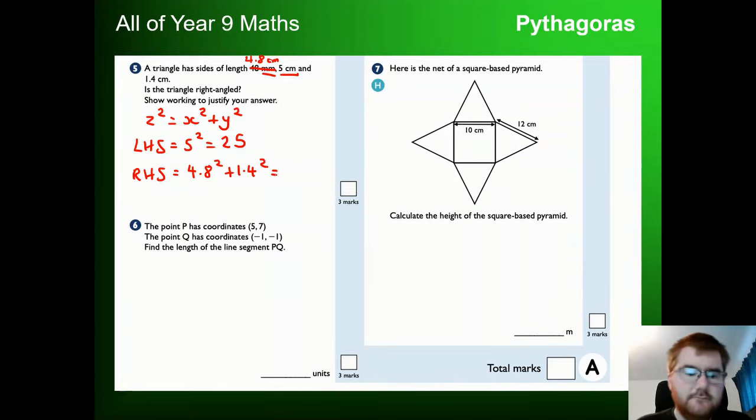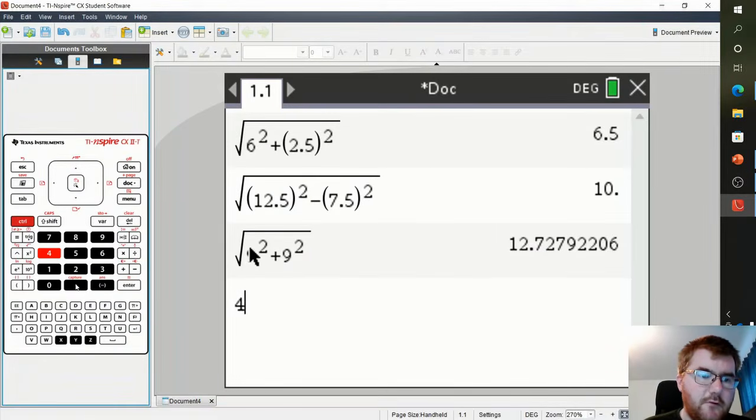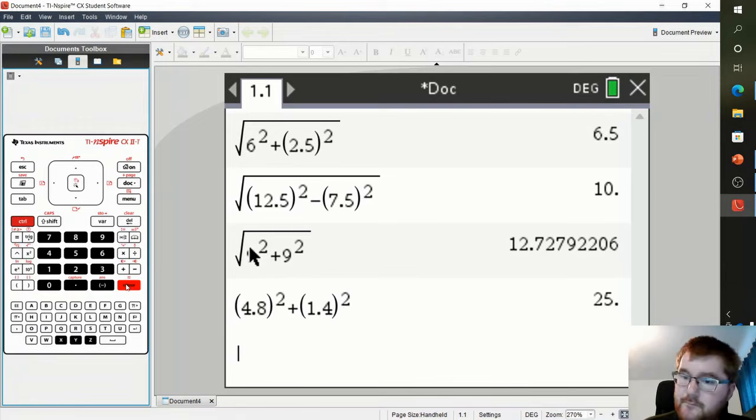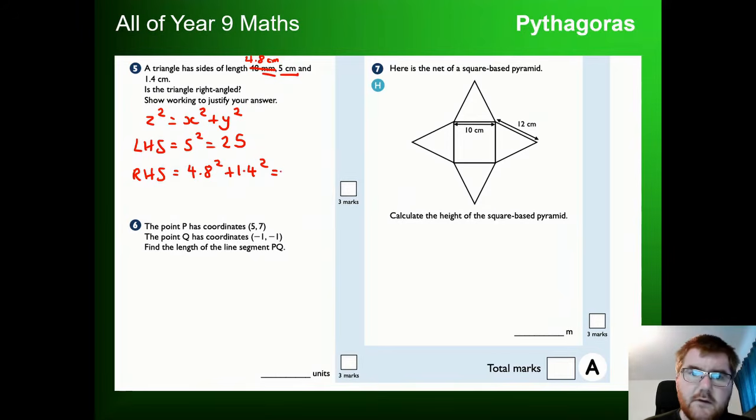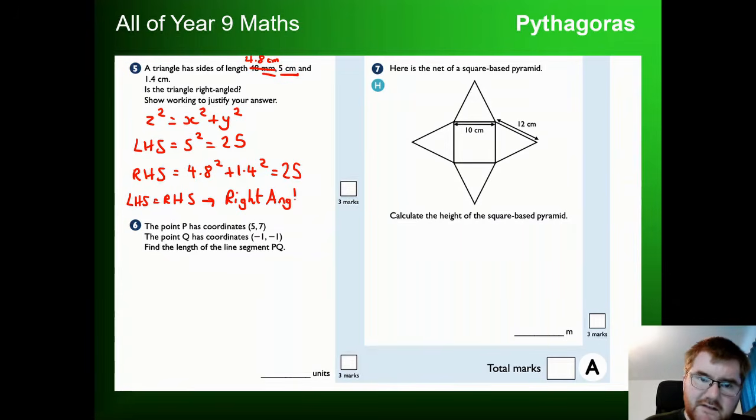Let's go and check. So we're going to go 4.8 squared plus 1.4 squared. Are we going to get 25? We do get 25 exactly. Perfect. So we get 25. So the left-hand side is equal to the right-hand side, therefore right angled. This is a good way of setting it out. Make the left-hand side, work out that, work out the right-hand side, and then see if they're equal or not, as the case may be.